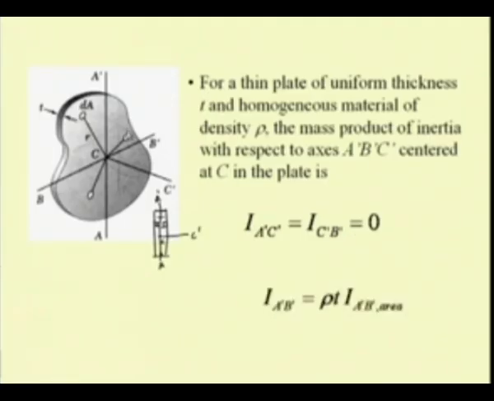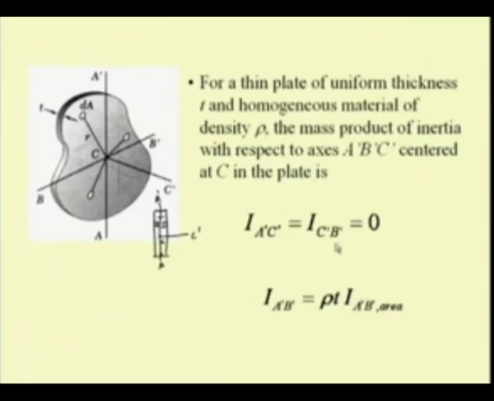And the product of inertia of this mass element in this plane, that is the plane A prime B prime, is equal to rho T times the product of inertia of the area, that is I A prime B prime of the area.